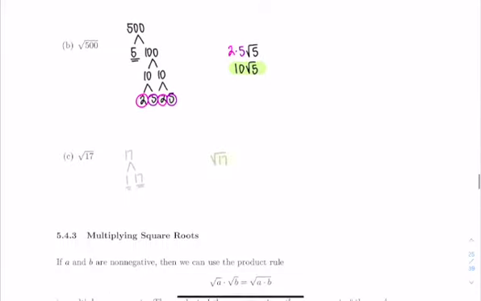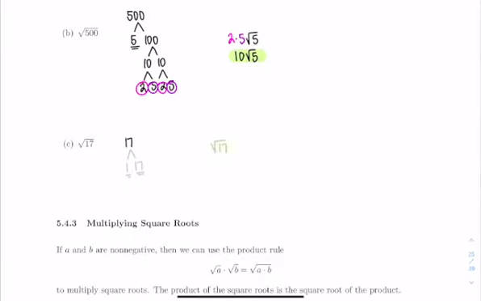Now for 17, the only two things I can break it apart as is 1 and 17. Because I don't have a pair of the same numbers, this entire thing is just going to stay underneath the square root.